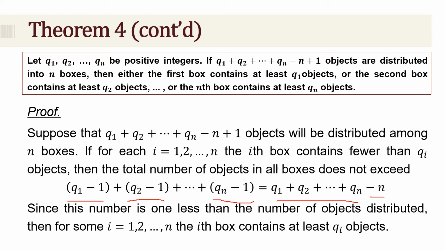Since this number is 1 less than the number of objects distributed, for some i from 1 to n, the ith box contains at least q sub i objects. Notice na pwede nating i-distribute itong part na ito among the n boxes in such a way that for no i is it true that the ith box contains at least q sub i objects. Paano? Ipasok lang natin ito doon sa first box, ito sa second box, up to ito sa last box. At pag ginawa natin yun, hindi tayo makakasigurado na merong susobra. Okay? Therefore, kailangan nating magdagdag ng isa or the least number to be distributed in the n boxes for this to be true should be q sub 1 plus q sub 2 up to q sub n minus n plus 1.